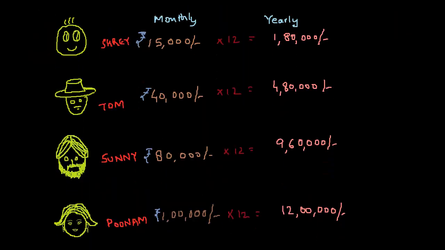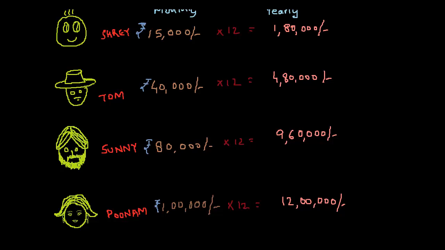We have four people here: Shrey, Tom, Sunny, and Poonam, and all of them have different monthly salaries. Let's say Shrey is earning 15,000 a month, Tom 40,000, Sunny 80,000, and Poonam 1 lakh, a whopping good amount.